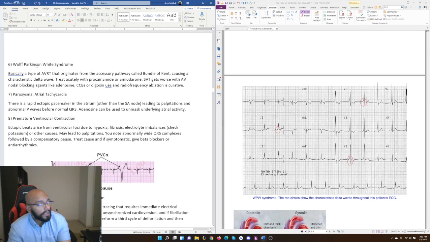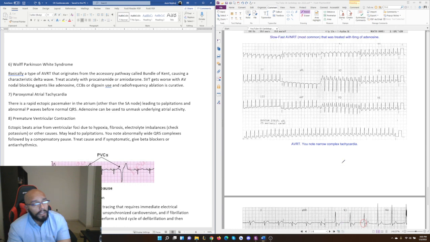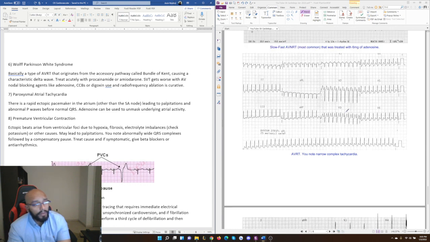Wolff-Parkinson-White syndrome is basically a type of AVRT that originates from an accessory pathway called the bundle of Kent, causing a characteristic delta wave. Treat acutely with procainamide or amiodarone. The supraventricular tachycardia gets worse with AV nodal blocking agents like adenosine, calcium channel blockers, or digoxin. So, you have to be careful and check what medications the patient is on, which is always the case. Radiofrequency ablation is curative.